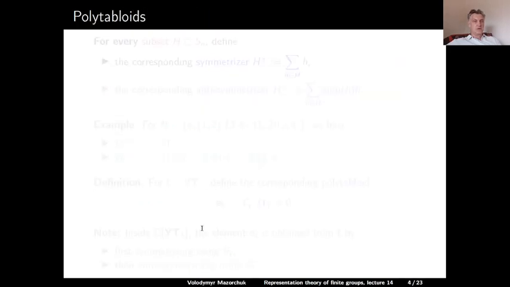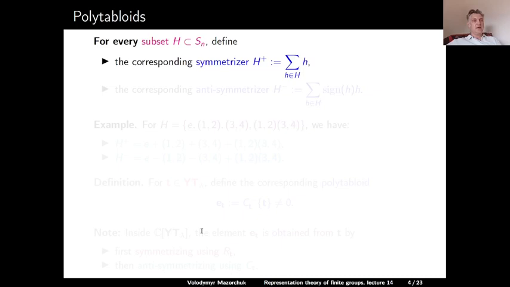So next, let us talk about polytabloids. For any subset H of Sn, we define the corresponding symmetrizer, denoted H plus, as the sum of all elements in H. And we define the corresponding antisymmetrizer, denoted H minus, as the signed sum of all elements in H. So this is the sum over all h in H of h times the sign of h.